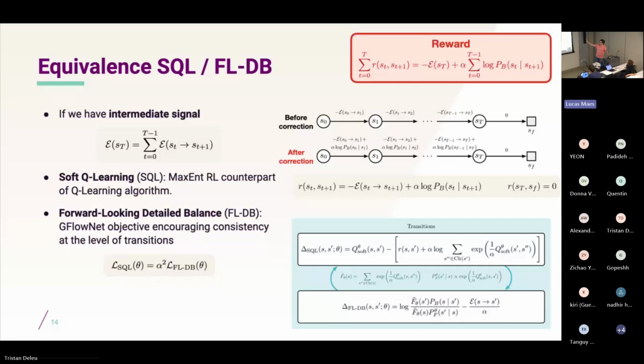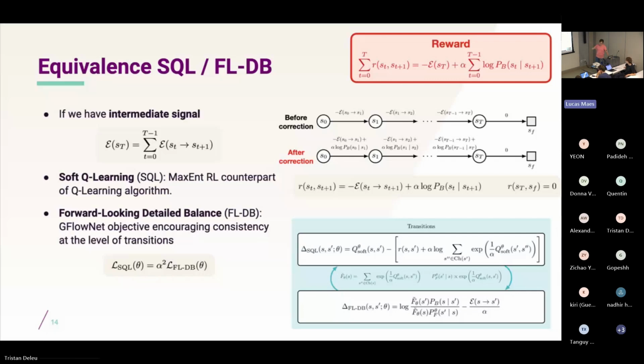And then using this definition of the reward, what we show is that soft Q learning, which is the MaxEntRL counterpart of Q learning, given by the residual on top here with delta SQL, is going to be exactly equal to the objective for forward-looking detailed balance, whose residual is given by delta FLDB. So we have really the same result as before, which is that the objective for SQL is going to be proportional to the objective for forward-looking DB, the multiplication constant being just the temperature parameter alpha.